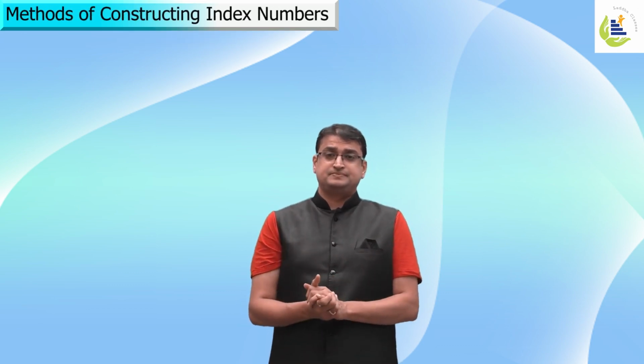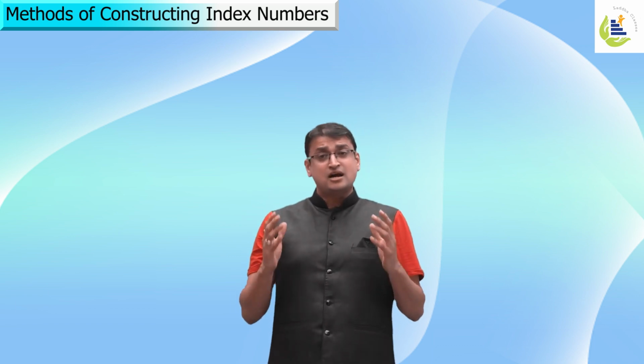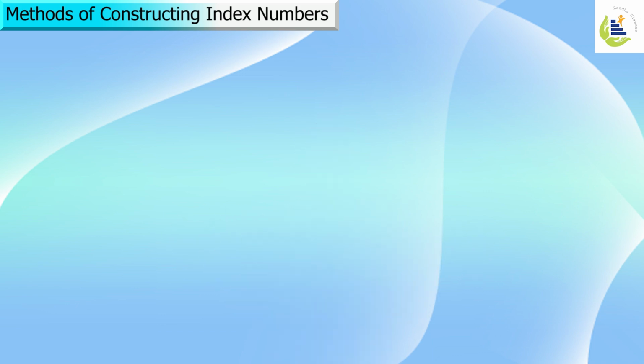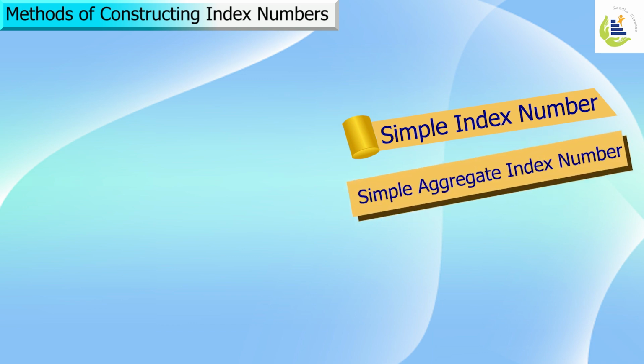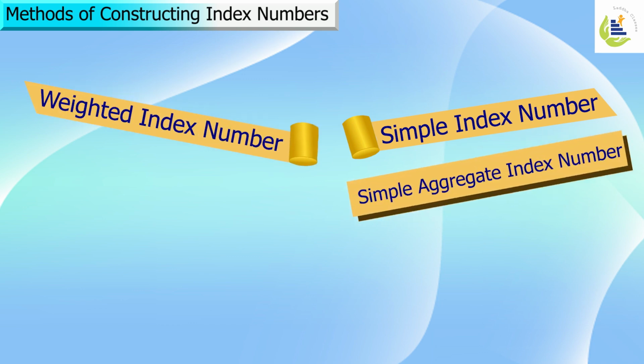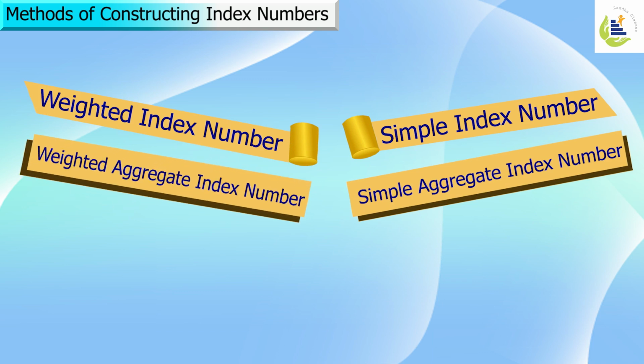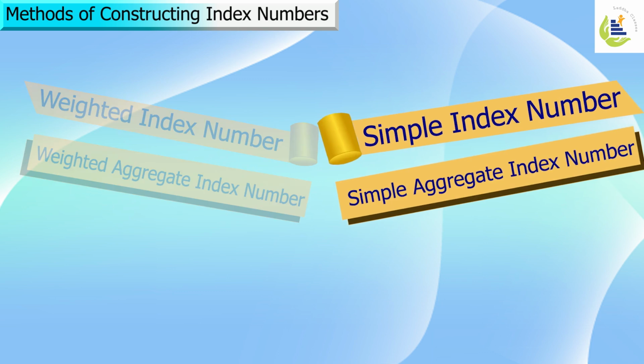In this video, we will try to understand methods of constructing index number. Index numbers are constructed basically in two broad ways: simple index number, which we also know as simple aggregate index number, and weighted index number, or weighted aggregate index number. Now, what is simple index number?